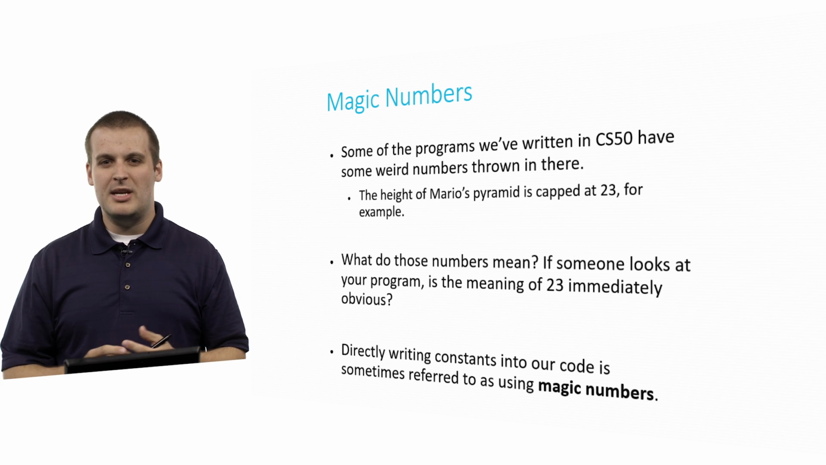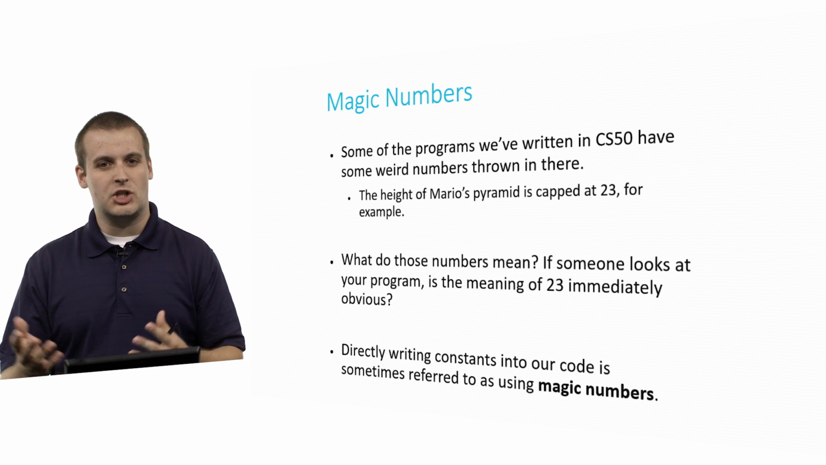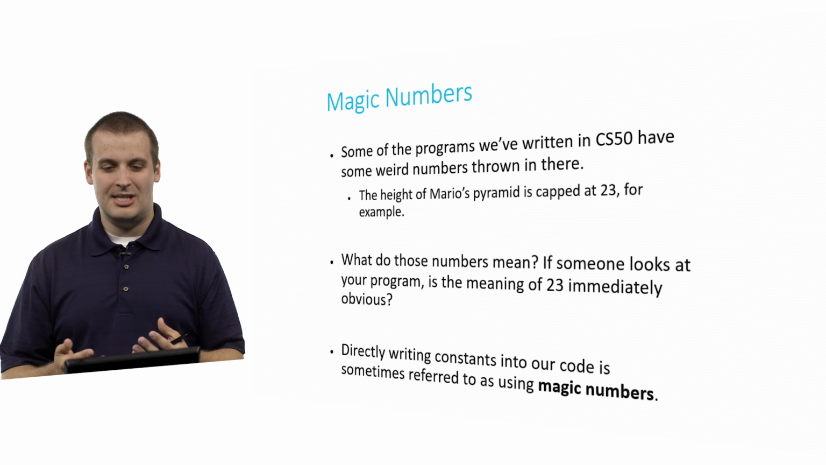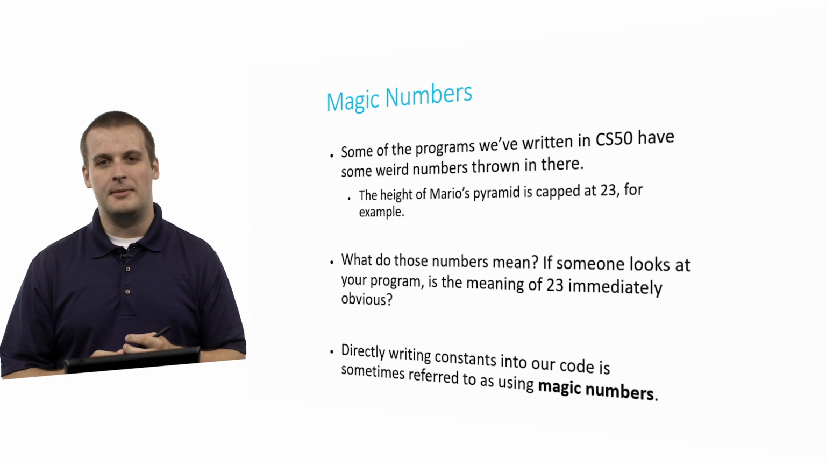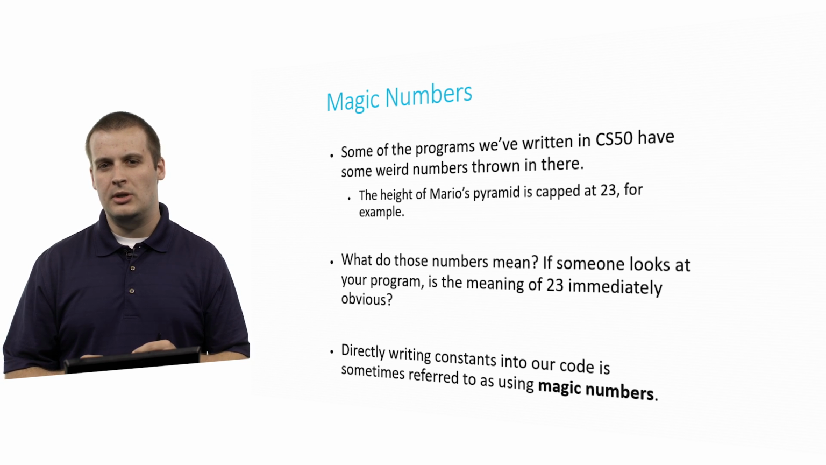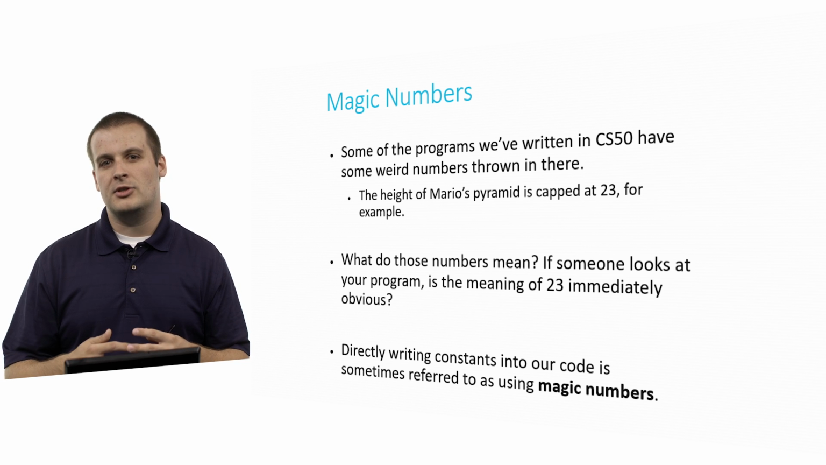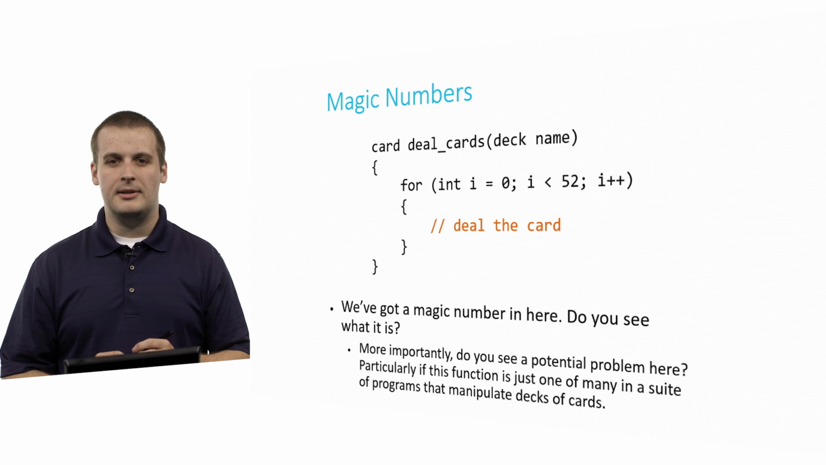And what does that mean, though, in context, right? Is the meaning of 23 immediately obvious to somebody who looks at your program and maybe has a different size terminal window? Probably not. It seems like, okay, well, why is it just less than 23? In general, it's kind of a bad habit, actually, to write constants into your code. And when you do write a constant into your code, it's sometimes referred to as using magic numbers, which is something we generally want to try and avoid.